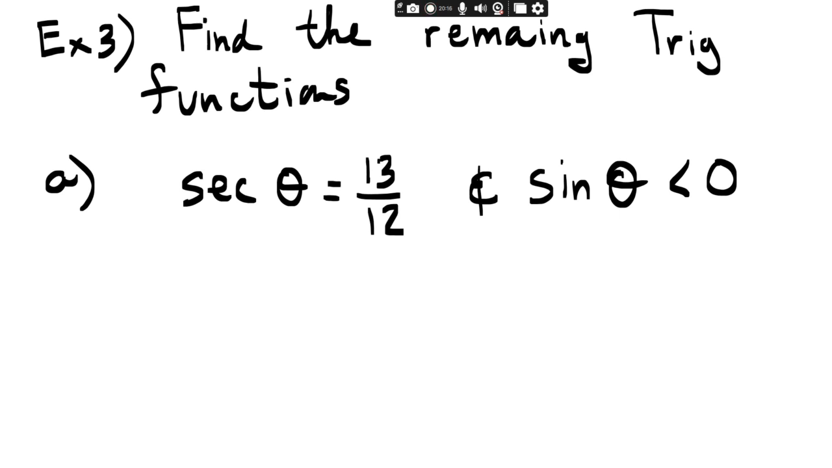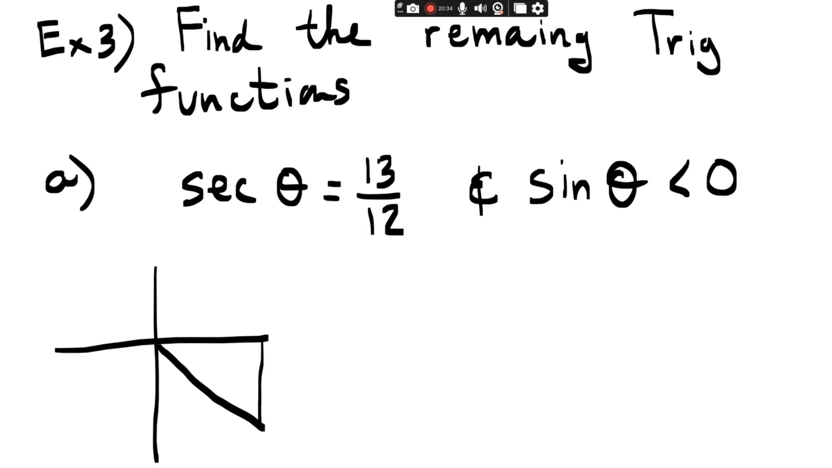Okay, let's think about this here. So secant on your chart, find where secant is positive. It's in quadrants 1 or 4, is that right? All of them are positive in quadrant 1. Yes, you can take your answer back. Absolutely. We are in quadrant 4. We good?